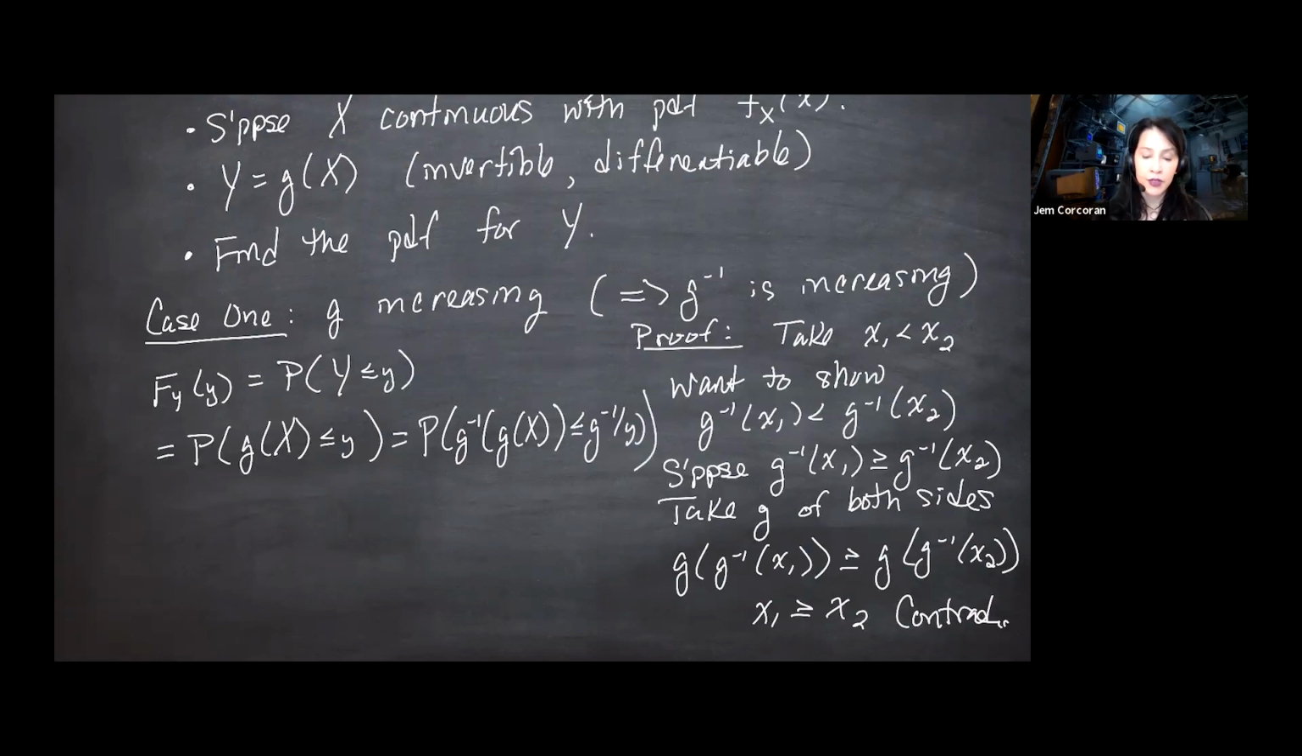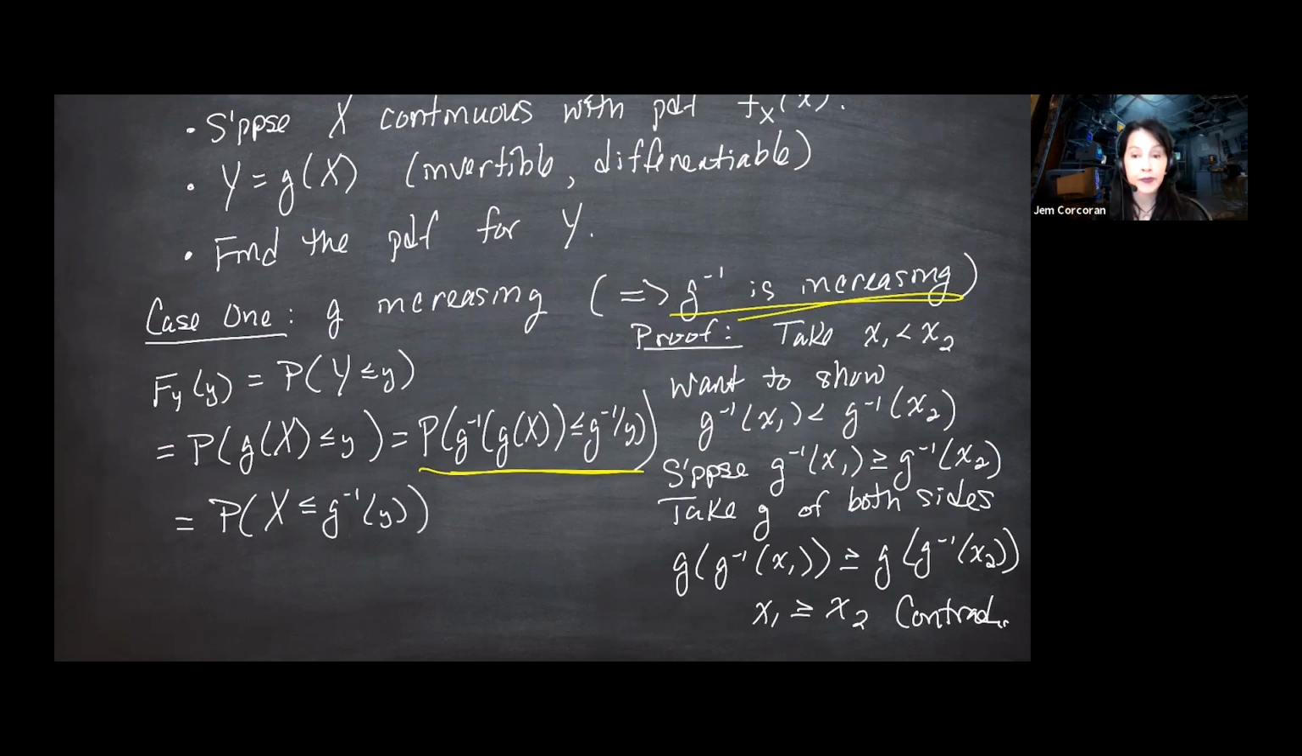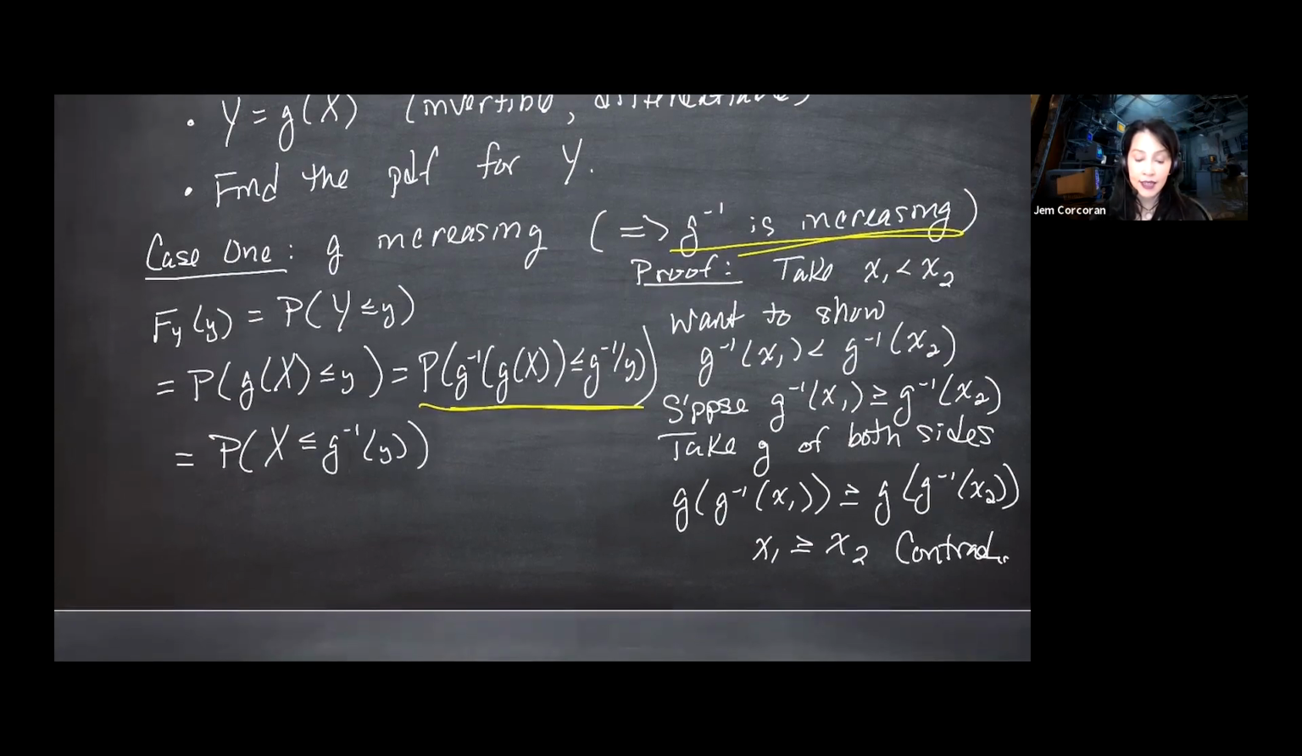And here I'm using the fact that g inverse is increasing, so that if I apply it to both sides, it's not going to change the order there. Okay, so on the left side, I get cancellation down to x, and on the right side, I get g inverse of y. I started with a CDF for y, and this is the CDF for x, which I'm going to call capital F sub x, evaluated at g inverse of y.